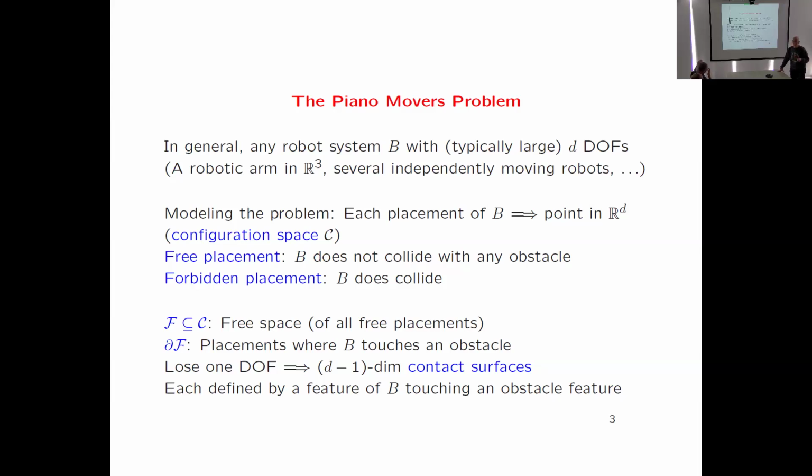We want to compute it to have some discrete representation of it, so that if I give you the start and the goal configuration, you can locate them in this representation and determine whether they can reach one another by a path that only goes through free places. Now, the thing to observe is that when you move from free to forbidden, it happens when you make contact, some feature of the obstacle is making contact with a robot feature, and then you lose 1 degree of freedom and you get a surface, a D-1 dimensional surface in the configuration space.